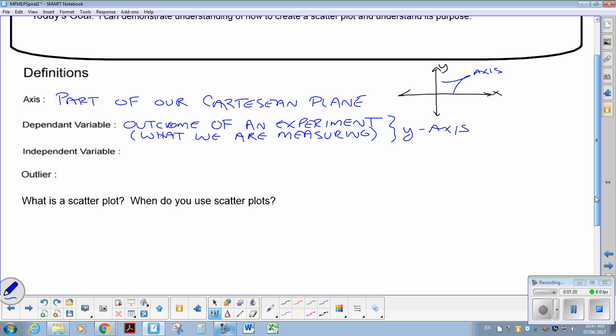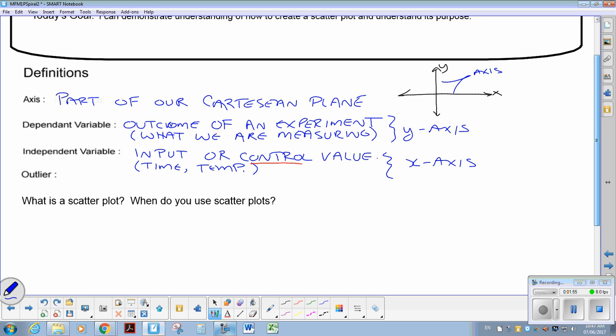So what we're measuring. Our independent variable is our input or control value. All right, so for example, in a science experiment, you might be measuring time, or maybe you're controlling temperature. Okay, it is what you are controlling. All right, so this is always put on the x-axis then.